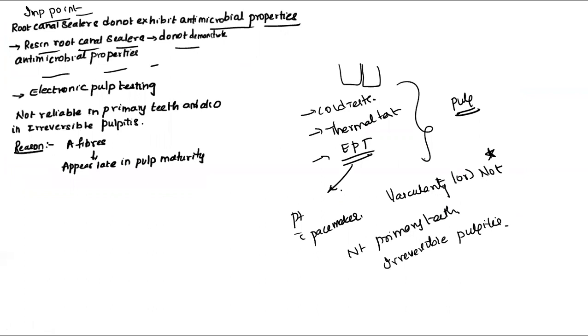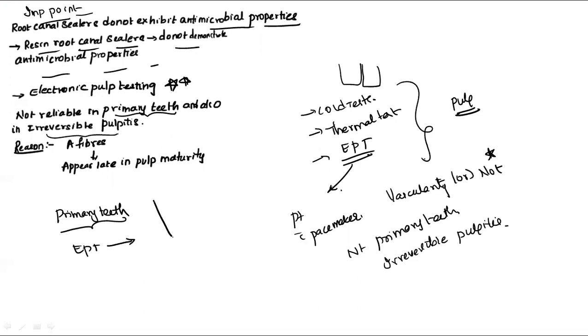So here, in case of irreversible pulpitis, as well as in the primary teeth, they are saying that electronic pulp testing is not a reliable method. Now let us see why in primary teeth electronic pulp testing is not reliable.